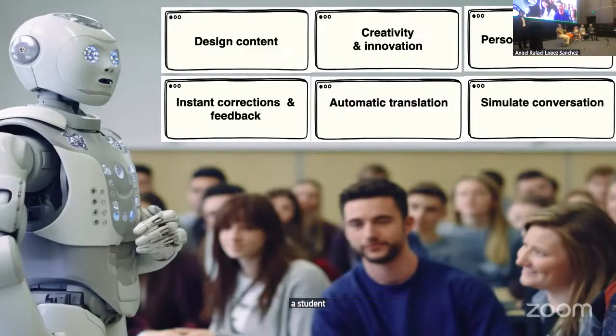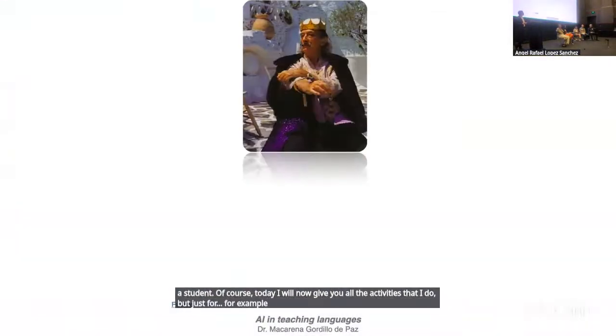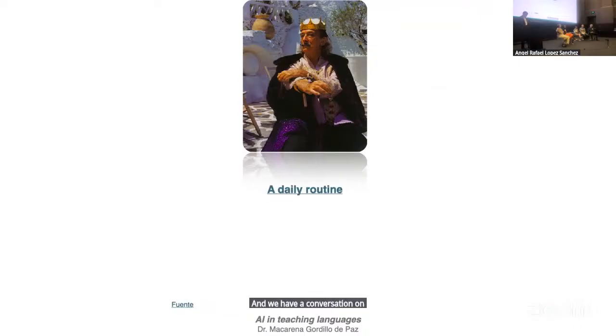Of course, today I will not give you all the activities that I do, but just a couple. For example, my first degree is in history, and then of course I use my great artist Dalí, and this is not an image of AI, this is a real one. It was a photograph in 1971 done for Marc Lacroix, and we have the representation of Dalí as king of Spain. And in Spanish, in my case, I teach Spanish language and culture.